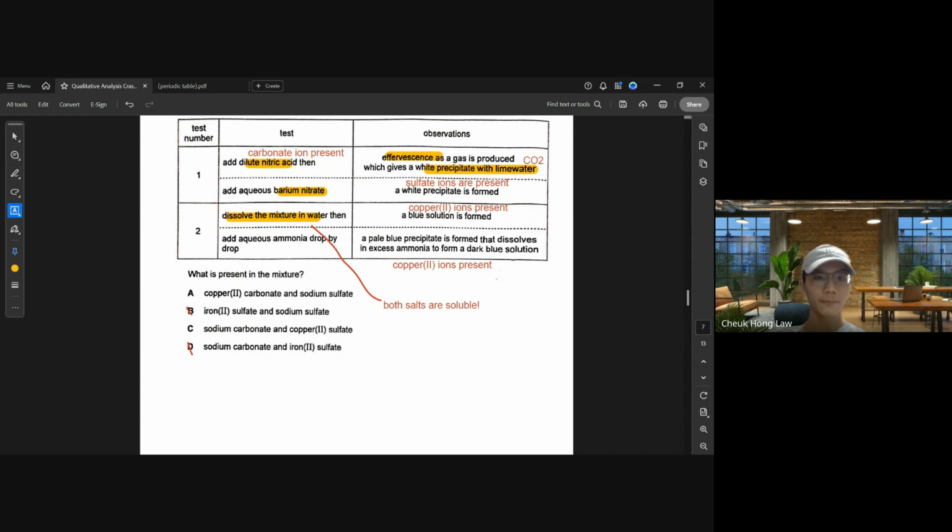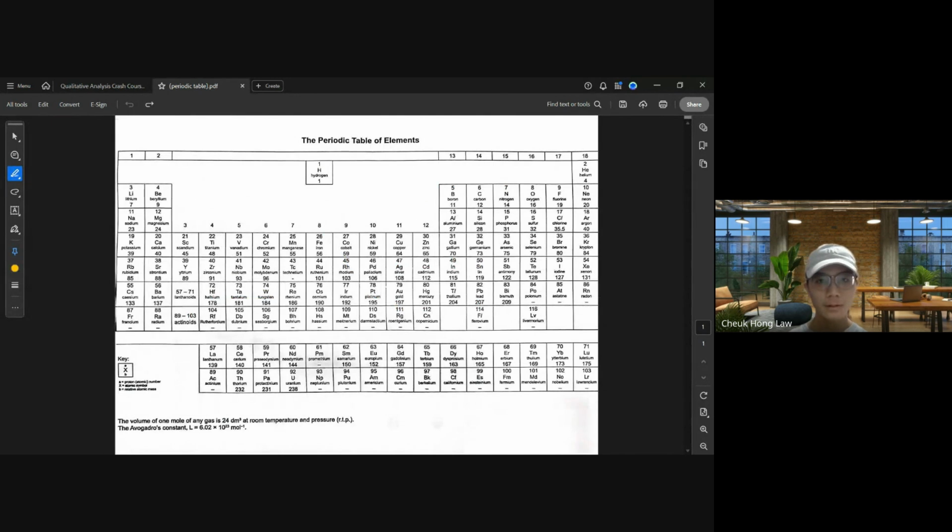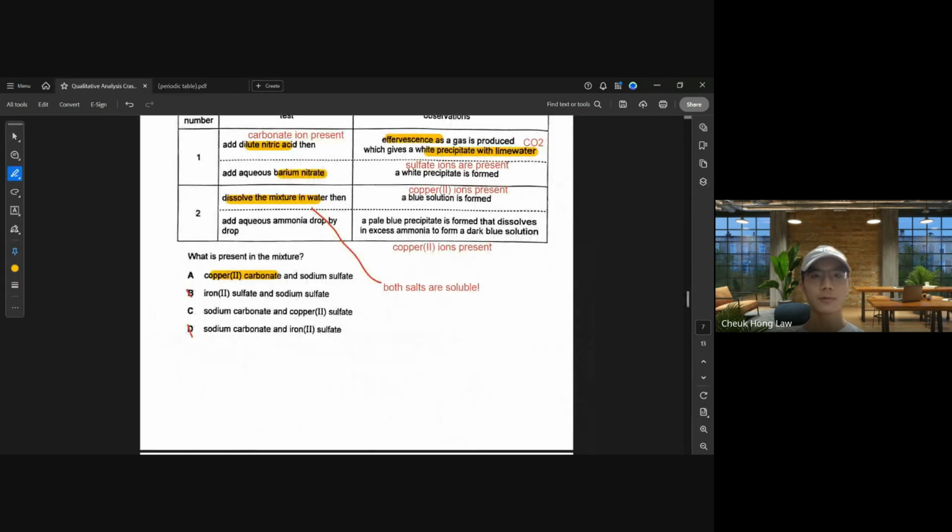First, we have copper 2 carbonate. For carbonates, only group 1 and ammonium carbonates are soluble. Is copper in group 1? No, copper is a transition metal. It is not in group 1. So this is insoluble, which means A is the wrong answer.